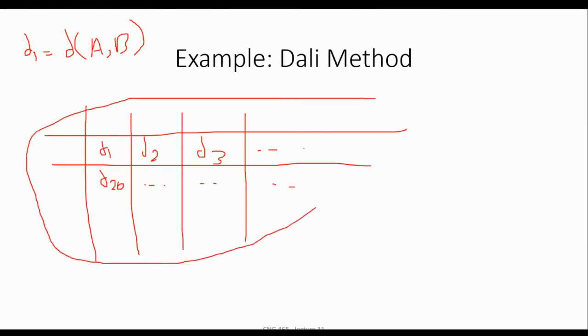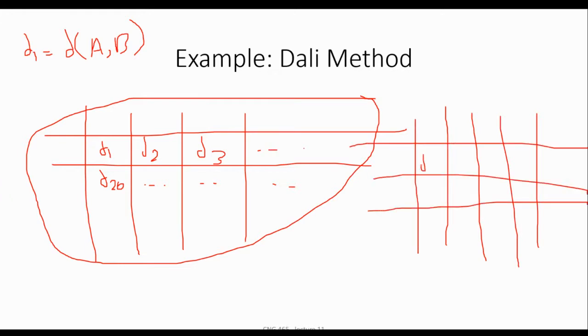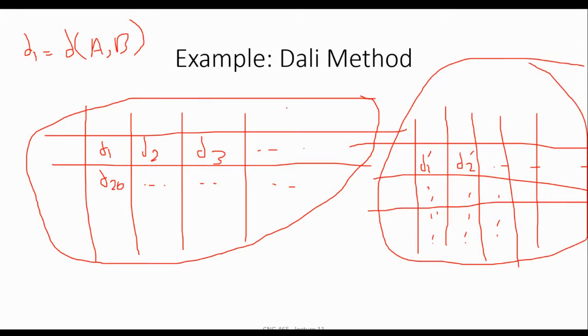So you have such a distance matrix for one protein, and you have also a distance matrix for another protein. Okay, so you have another one here. Let's call it D1 prime, D2 prime, and so on. And you also fill the table for all of them for the second protein. So what's the Dali method? In this case, you are considering sub-matrices from this big matrix. For example, let's say I consider only this part.